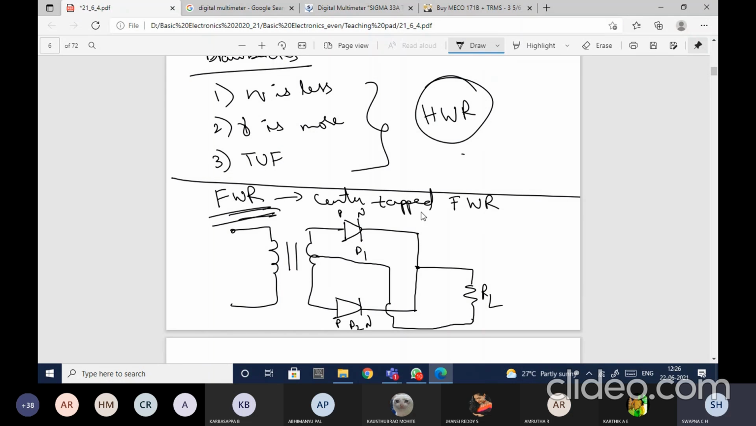The reason for calling this a center tap full wave rectifier is that here you have the windings. Whenever I apply the input, let me consider I'm applying some input here. Exactly at the center, I have to take the point and connect it to the load, so that the voltage here and the voltage here will be equal. Let me reiterate: I have to take the exact center point, so that the voltage towards diode D1 and the voltage towards diode D2 are the same.